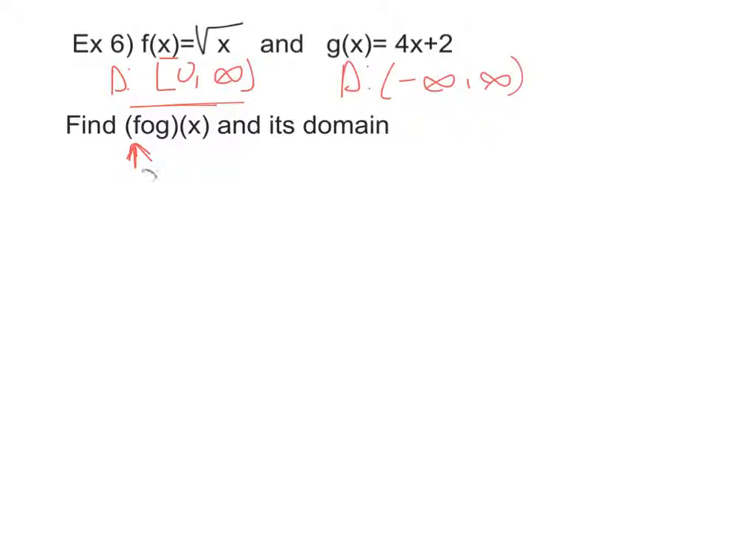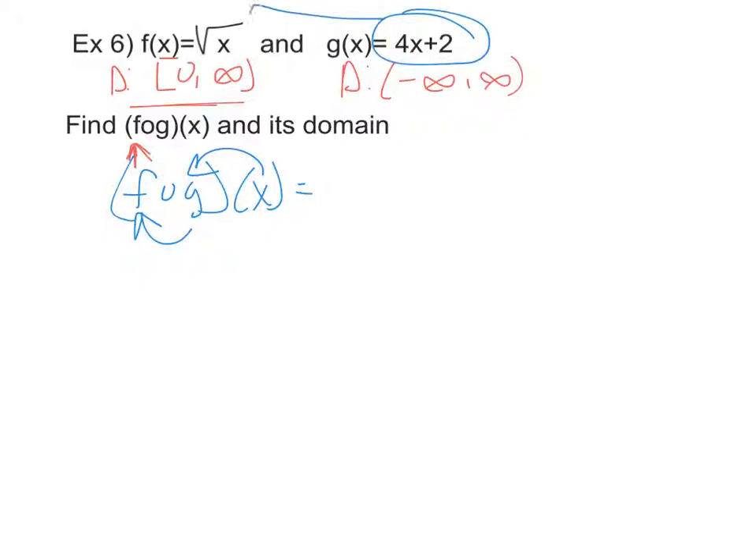So if I want to find f of g of x, that means I'm going to take my g and plug it into my f. So I'm going to take my g value and plug it into my f. So this is really the square root of 4x plus 2. Here I don't have a value, I'm just taking my one function, my g of x function, and replacing the x in my f of x function.